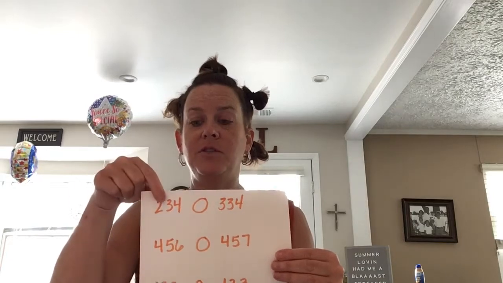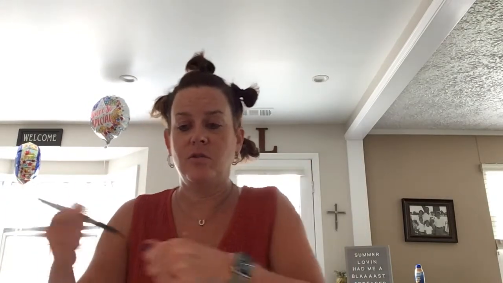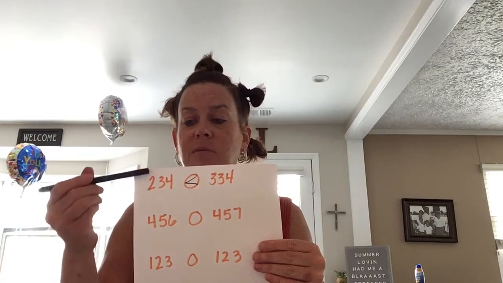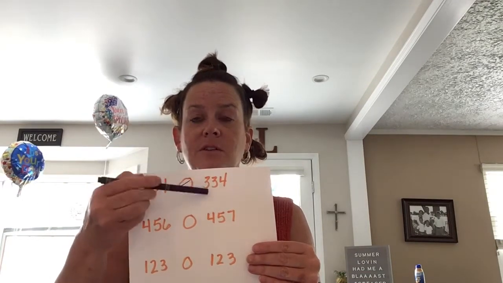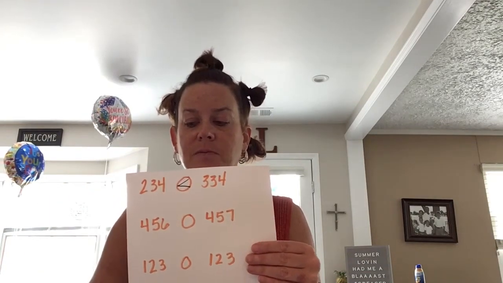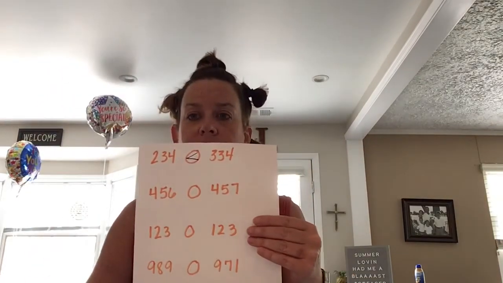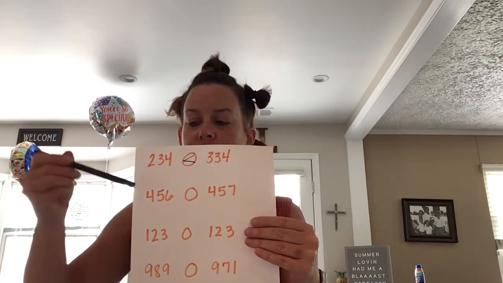Okay, hopefully you said 234 is less than, right? So your arrow would go this way, right? This number is smaller than, because I only have 2 in the hundreds. Here I have 3 in the hundreds. Next one, 456, 457. How would you read that if you started here?